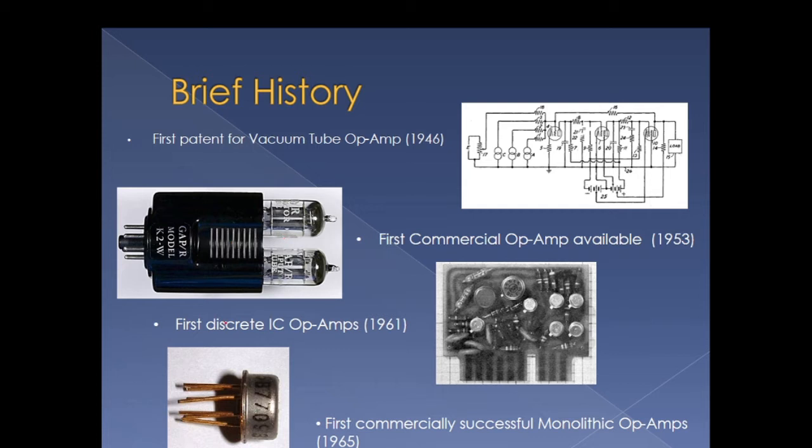Later on, in 1961, the discrete IC op-amp is shown here. Next, in 1965, a commercially successful monolithic op-amp is shown in the figure. This is a monolithic operational amplifier.